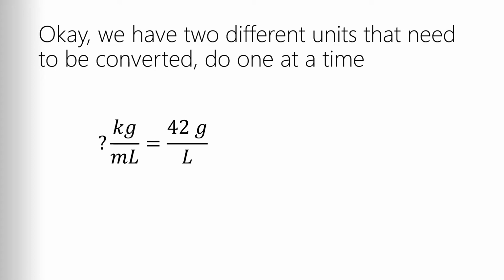That's my known. 42 grams per liter is what I know. Now note, originally it was 42 grams over liters. Here I wrote it with the 42 specifically associated to the grams, because what that means is 42 over 1, which is the same as saying 42 grams per liter, right?